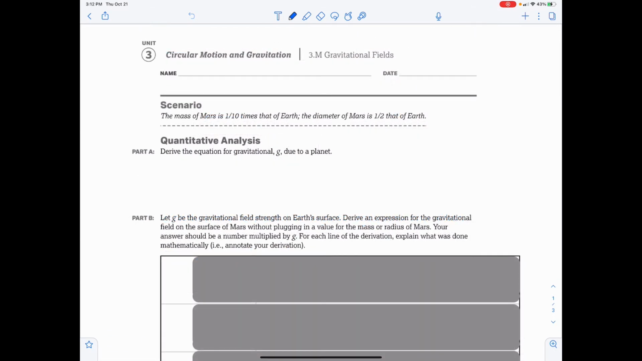AP Physics 1 Workbook, Unit 3, Circular Motion and Gravitation. Activity M, Gravitational Fields. Please read the scenario along with me. The mass of Mars is 1/10 times that of Earth. The diameter of Mars is half that of Earth. Part A, derive the equation for the gravitational field, little g, due to a planet.